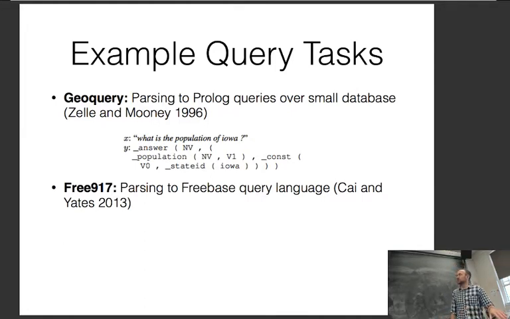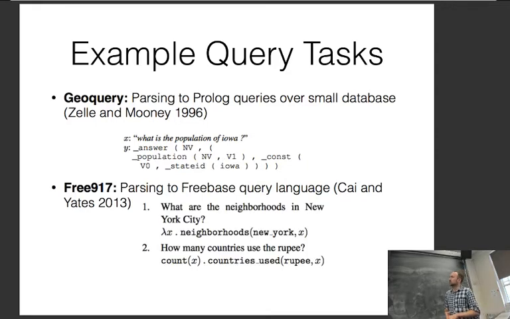But more recently, there's a lot of work on parsing to things like Freebase and answering questions over a wide, general domain. And that will look something like this. What are the neighborhoods in New York City? How many countries use the rupee? And so New York City will need to be mapped to a particular entity called New York out of all the millions of entities in Freebase. And how many countries use the rupee would be something like this.